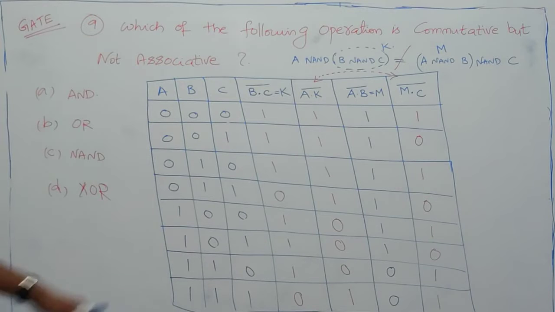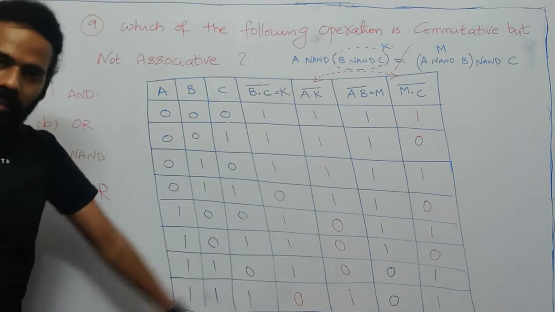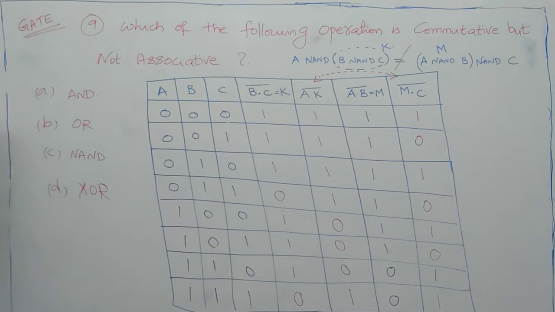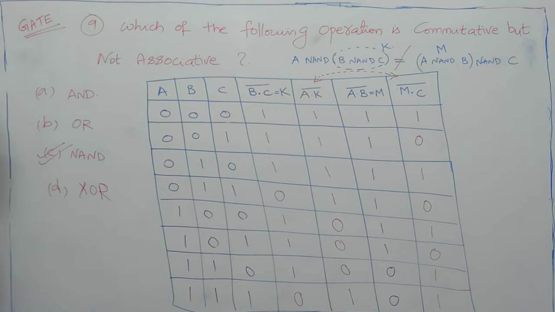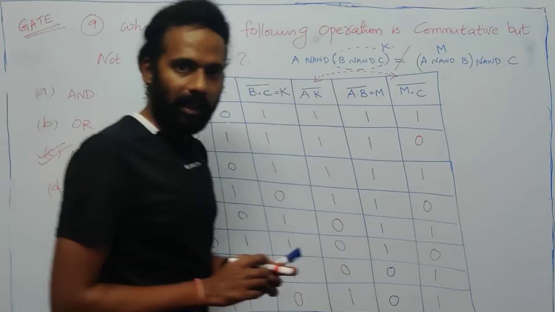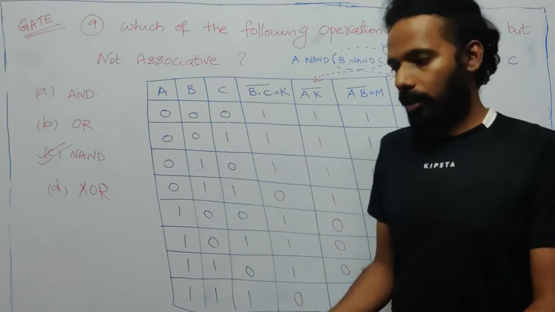Are you getting it? Since the logic functionality is not the same, NAND cannot be associated. So the right option is NAND. Are you getting it? Now similarly, we can also do XOR.